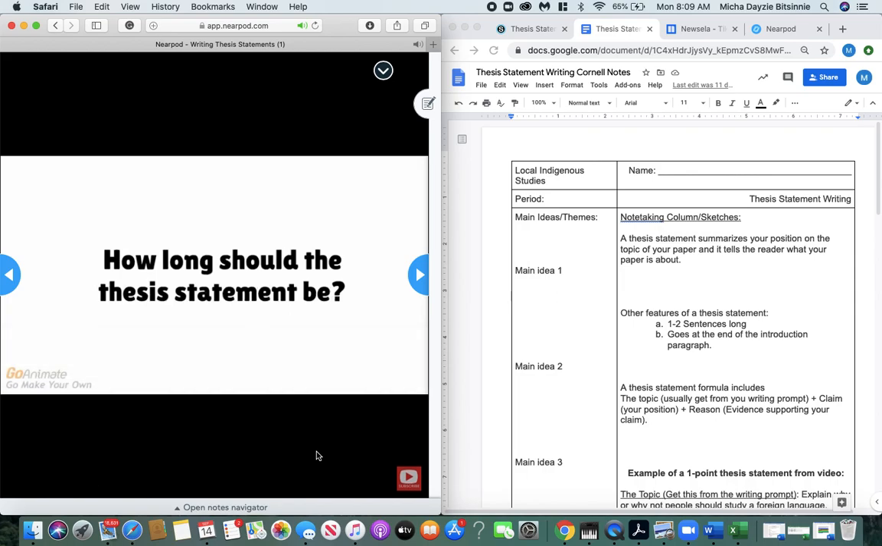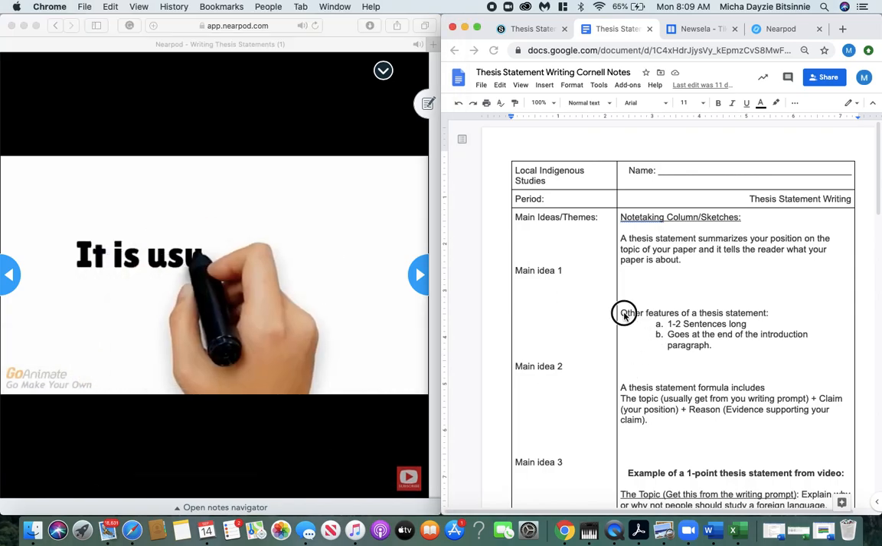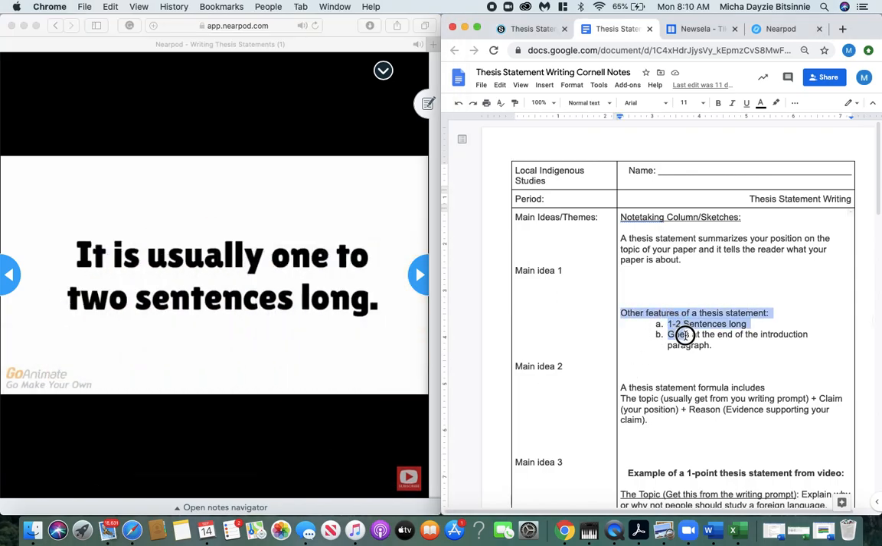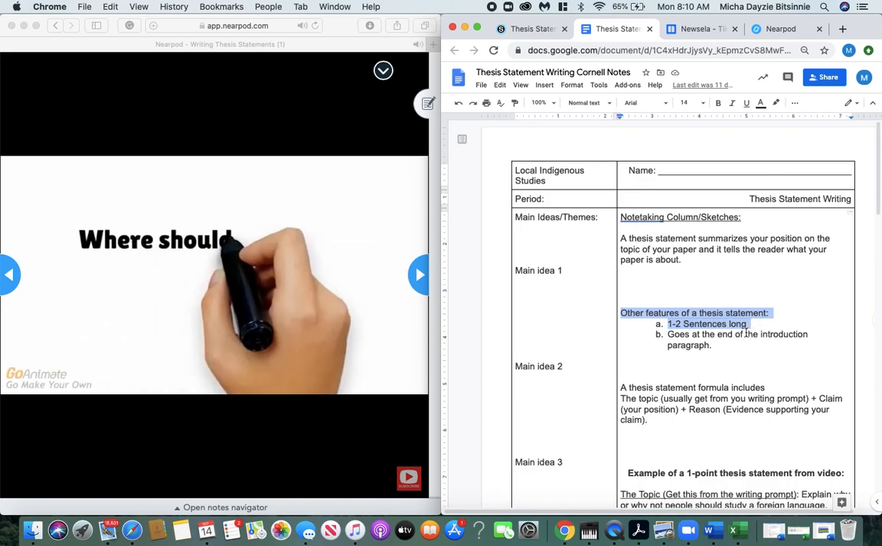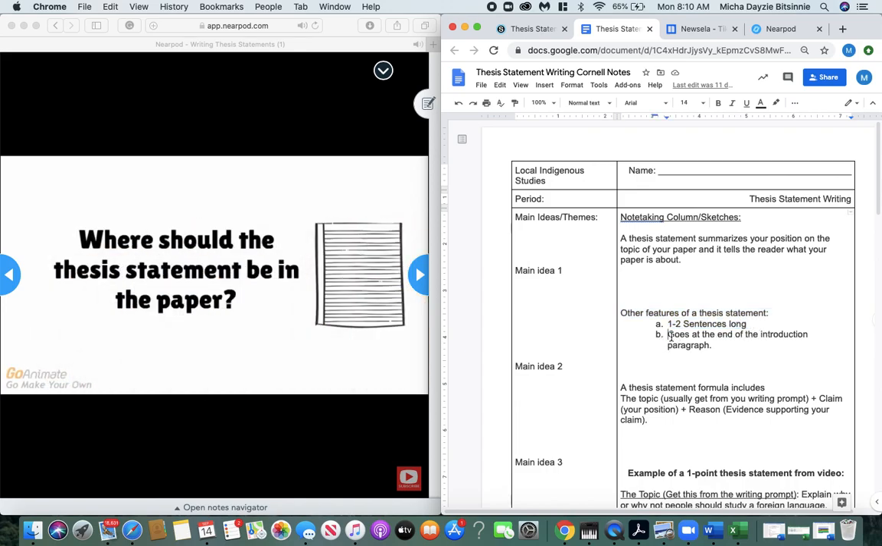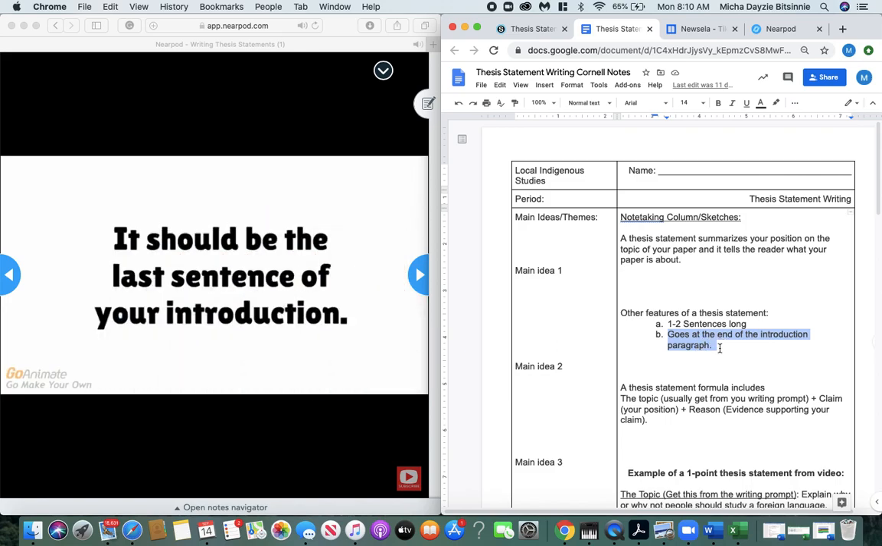How long should the thesis statement be? It is usually 1 to 2 sentences long. Where should the thesis statement be in the paper? It should be the last sentence of your introduction.